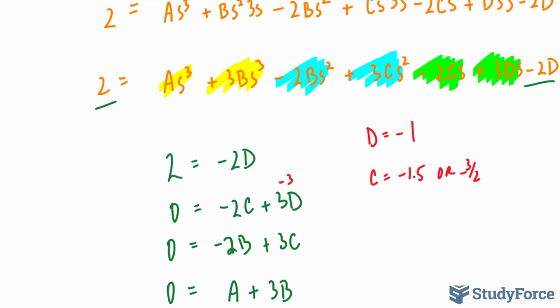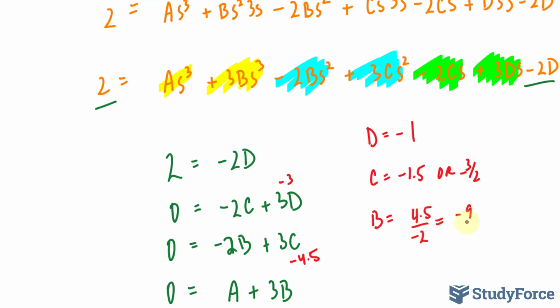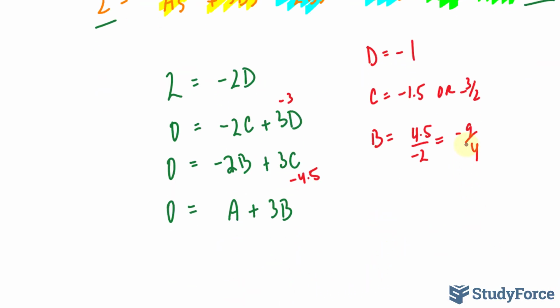Now we can substitute c into here to find b. So if I substitute negative 1.5 into here, that gives me negative 4.5. Bringing negative 4.5 to the other side makes it positive 4.5 divided by negative 2. So we have b is equal to positive 4.5 over negative 2. That's equal to negative 9 over 4. And lastly, we have to find a. And the way we do that is replace negative 9 over 4 into here. It gives us negative 27 over 4. Bringing negative 27 over 4 to the other side makes it positive. Therefore, we have 27 over 4 as our a value.